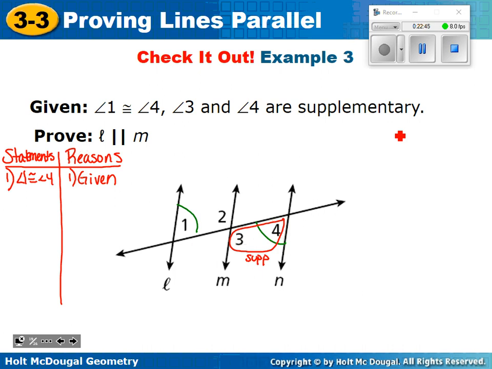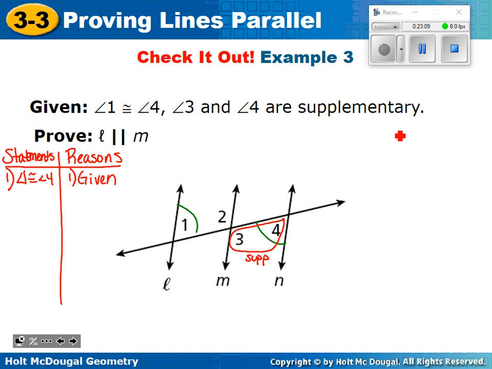Not 1 and 3. We need some information to get L and M to be parallel. We need information about 1 and 2 because those are the two angles made by these two lines. There's not a relationship between 1 and 3. Those are not corresponding, alternate interior, alternate exterior, same side interior, or same side exterior. What are 1 and 2?